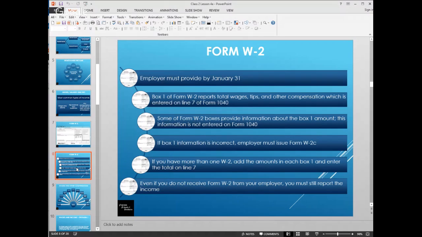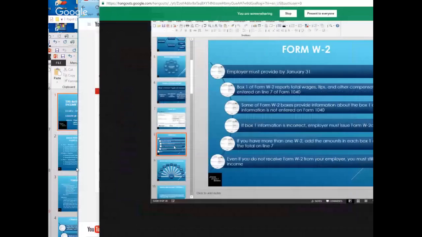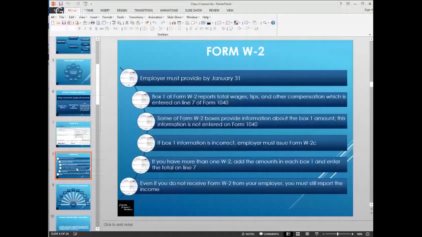If you have more than one W-2, you would add the amount in each box 1 and enter those totals into that line 7. If you do not receive a W-2 from your employer, you still must report the income. I've worked with several clients who've had businesses go out of business in the middle of the year and then they did not receive their W-2. At that point, you can file using a substitute W-2, and that's what you would need to do.